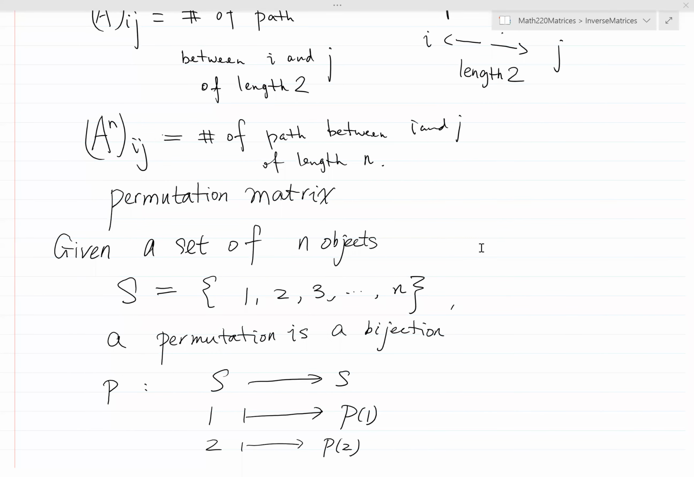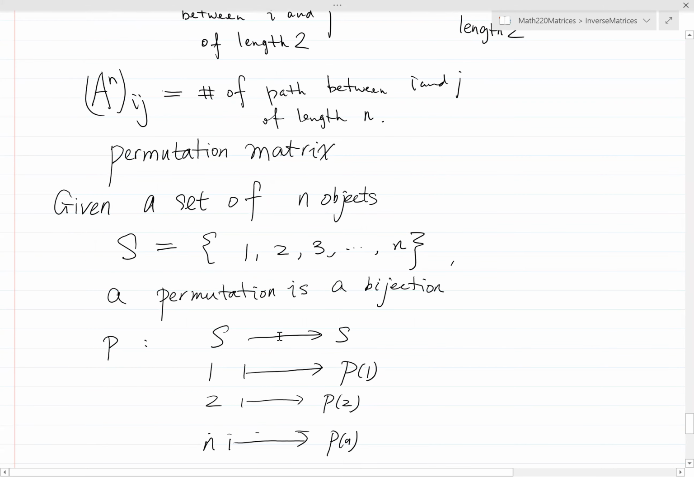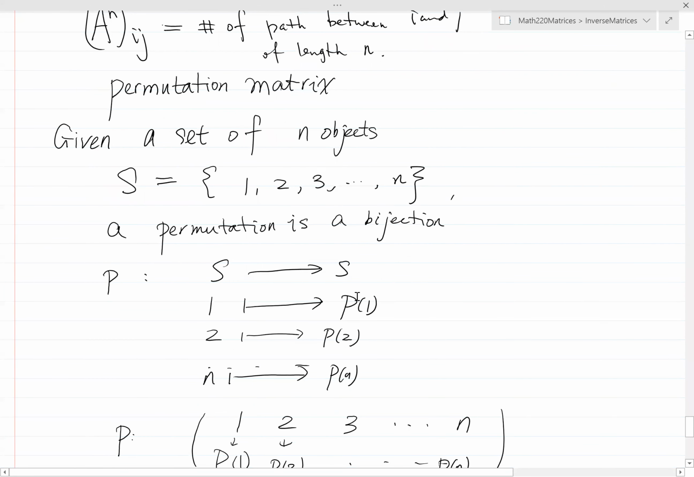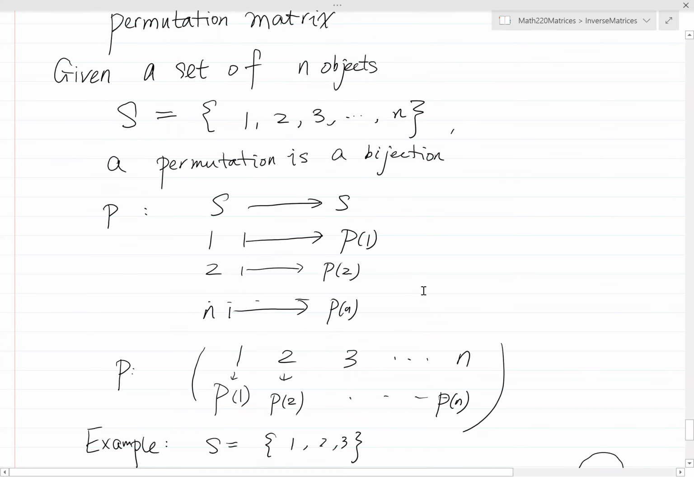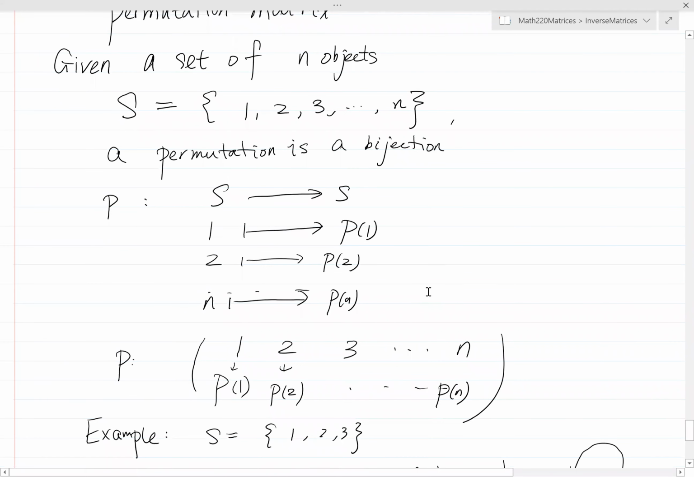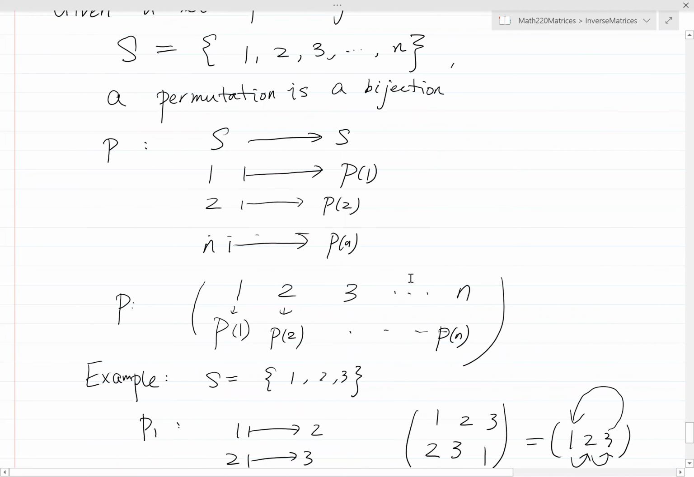Okay, permutation matrix. Suppose we have n objects, 1, 2, 3, all the way to n. Now a permutation is a map from the set S to itself. You need to make sure that the images P1, P2, ..., Pn contain everything in 1, 2, 3, ..., n. So there shouldn't be two elements that have the same image. This means it's a bijection, a one-to-one map.